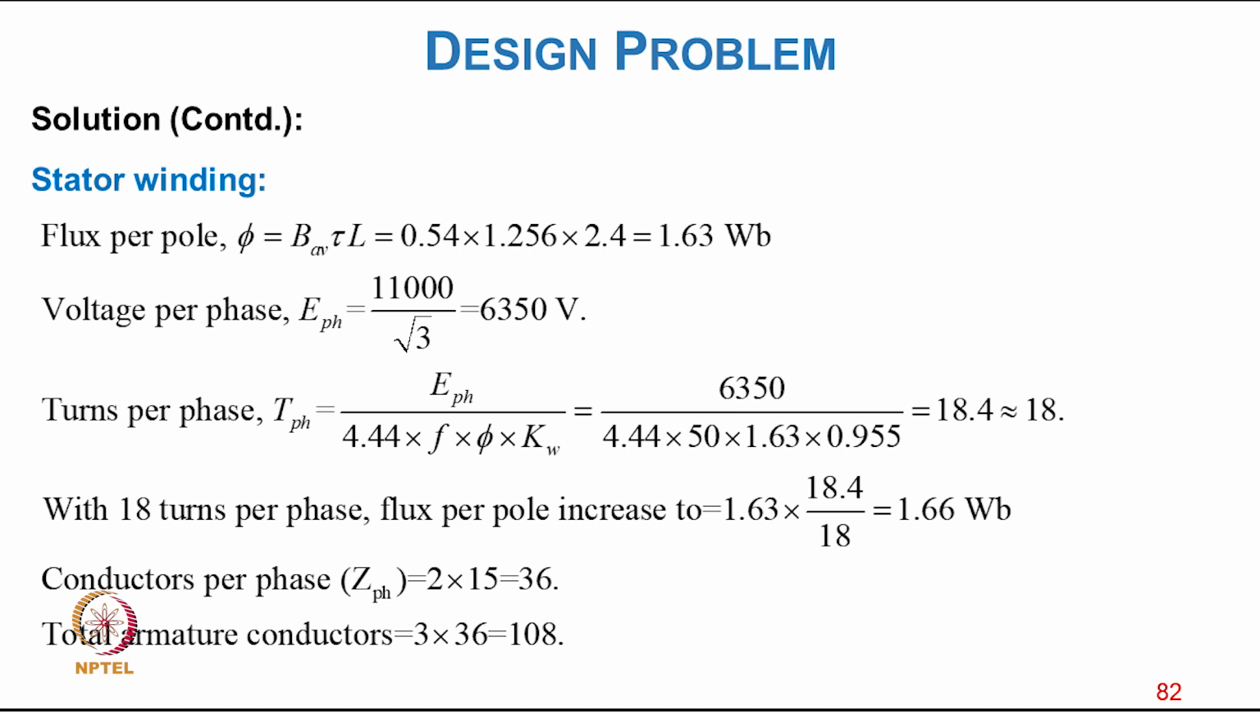Now coming to stator winding design. Flux per pole phi equal to B average into tau into L. Putting the value, it comes to 1.63 Weber, and volt per phase is 11 kV divided by root 3, that comes to 6350. Turns per phase is equal to E_ph divided by 4.44 f phi K_w. Putting a value, it comes around 18.4, so taking it 18, so 18 turns per phase. Then flux per pole increases to 1.63 and it comes to 1.6 Weber. The conductor per slot comes 2 into 18, 36, and total armature conductor is 3 into 36, which is 108.